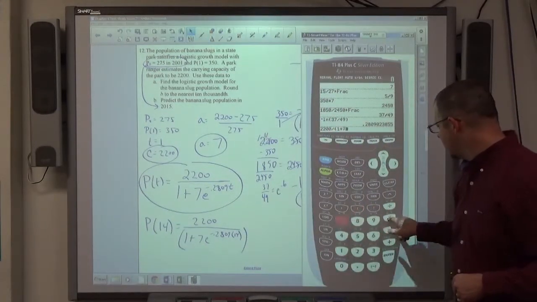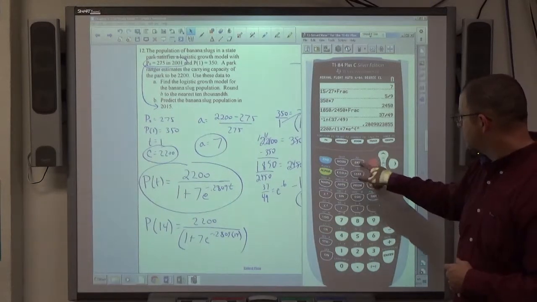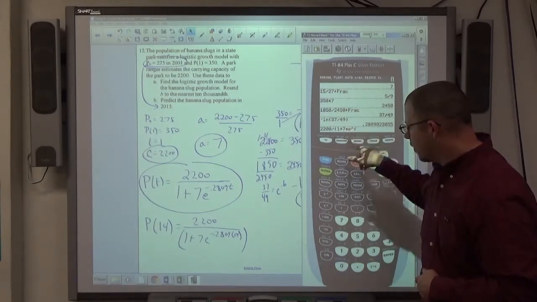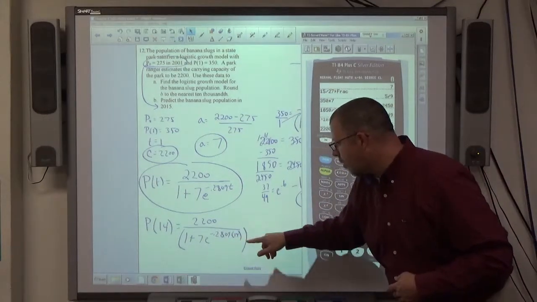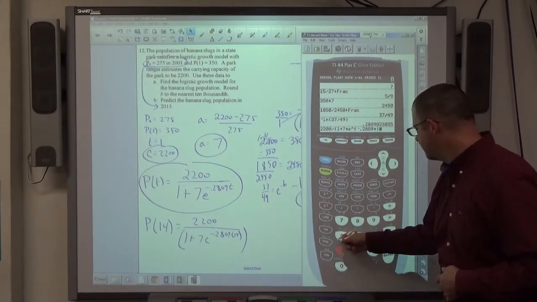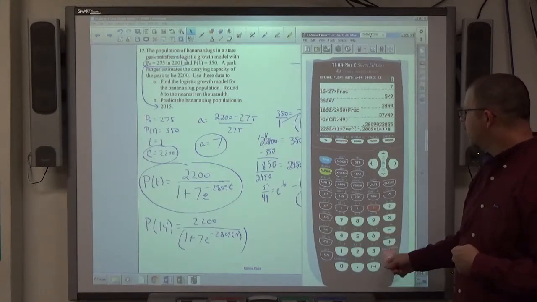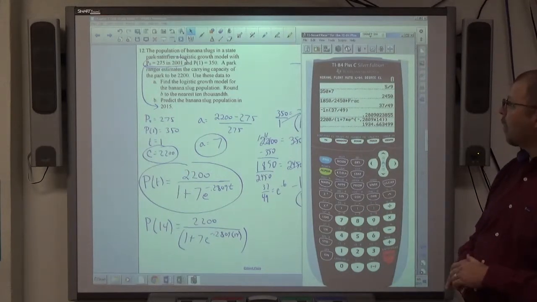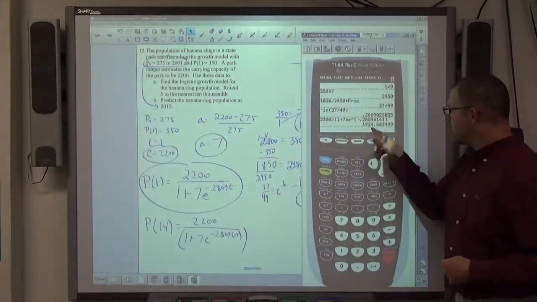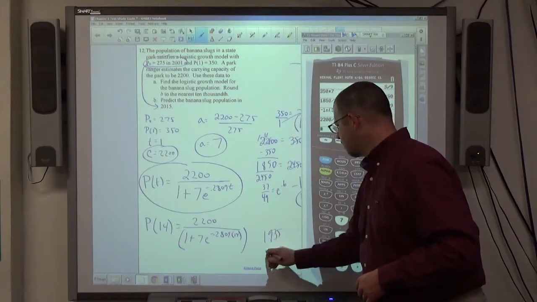1 plus 7 times e caret. Now, oops, it automatically puts the parentheses there for me. E caret parentheses. The whole power is negative 0.2809 times 14. End parentheses for the e to the power, end parentheses for the denominator. We find out the population should be right about, said, predict that. We're going to round to the nearest whole number, so 1,935 banana slugs.